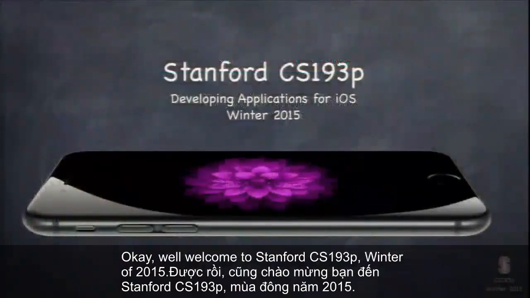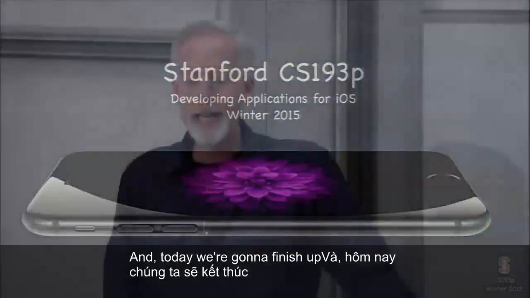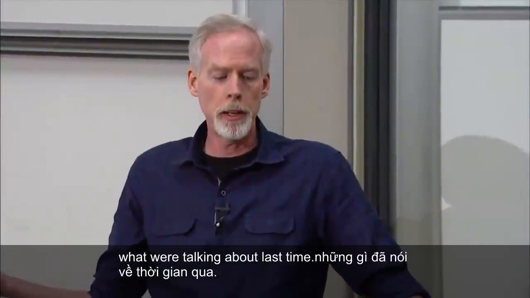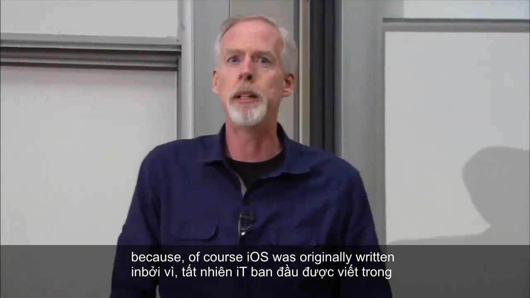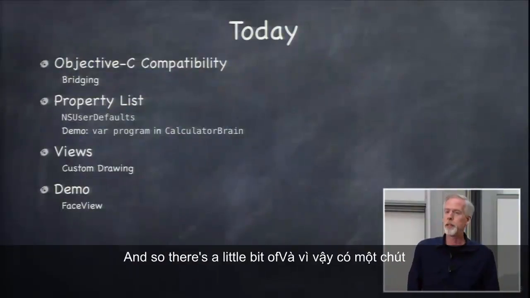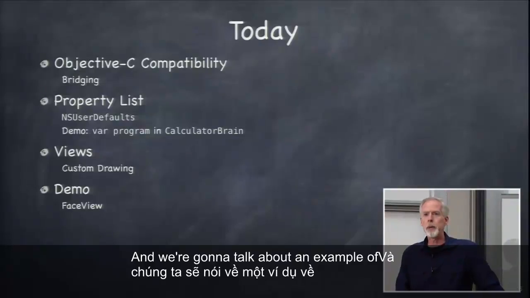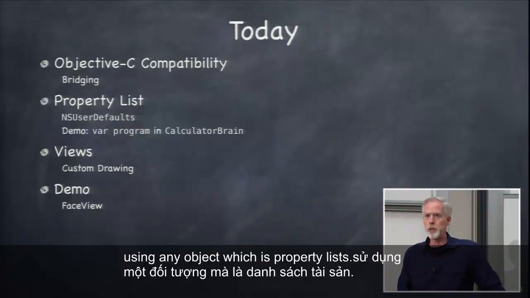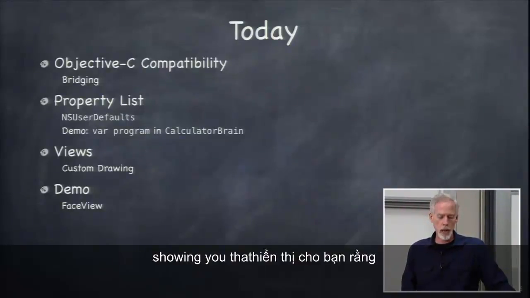Okay, well, welcome to Stanford CS193P, winter of 2015. This is lecture number 5. And today we're going to finish up what we were talking about last time and talk a little bit about Objective-C compatibility, because, of course, iOS was originally written in an entirely different language. And so there's a little bit of bridging between the Swift world and the old world. And we're going to talk about an example of using any object, which is property lists. And I'm going to do a kind of a brief demo even, showing you that.